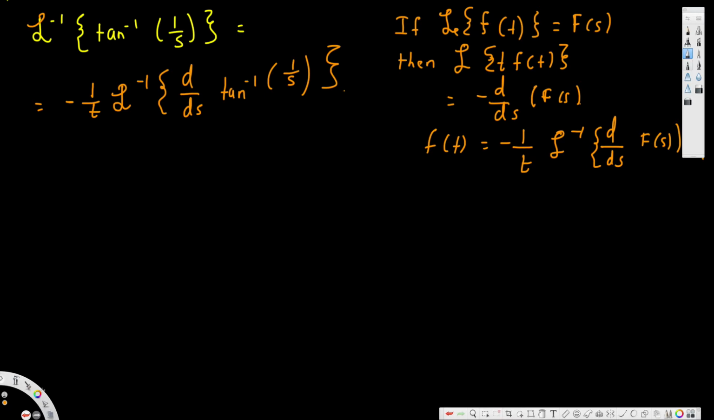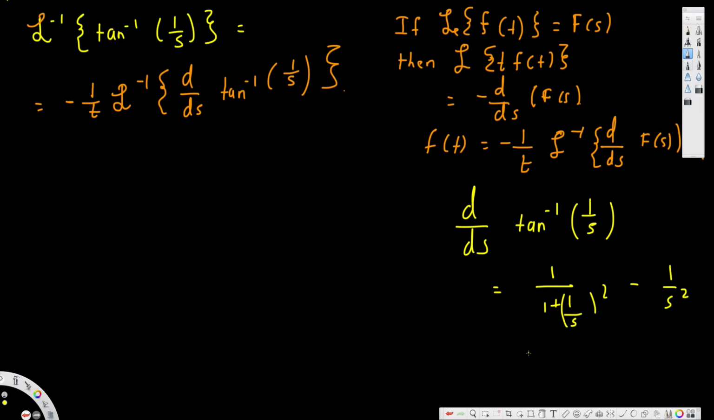Now also we have to find the derivative of tan inverse 1 over s, which is d by ds of tan inverse 1 over s. In the generic pattern, it will become 1 over 1 plus 1 over s whole square, times minus 1 over s square. And if we simplify this one, it will become minus 1 over s square plus 1.